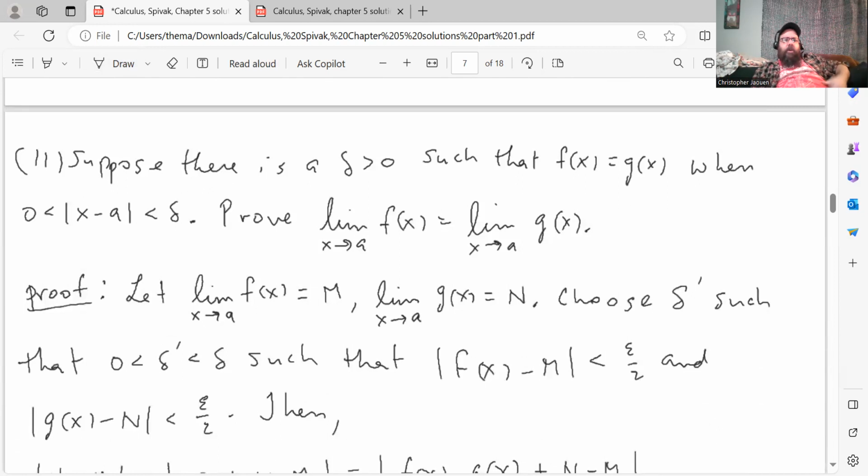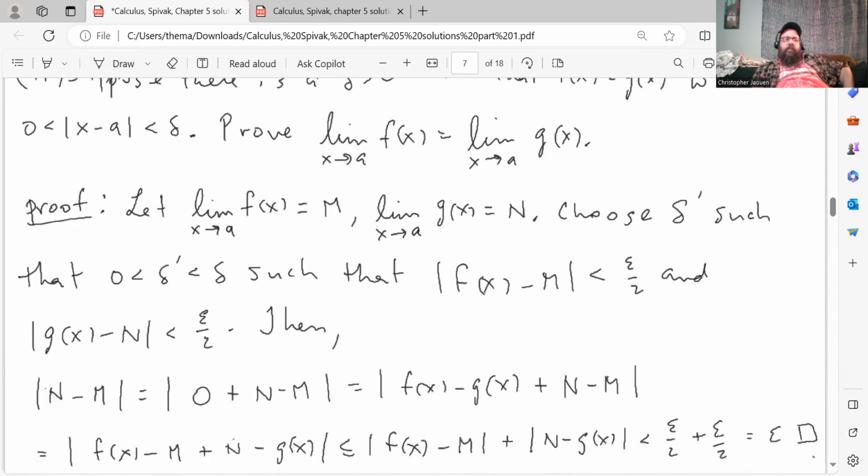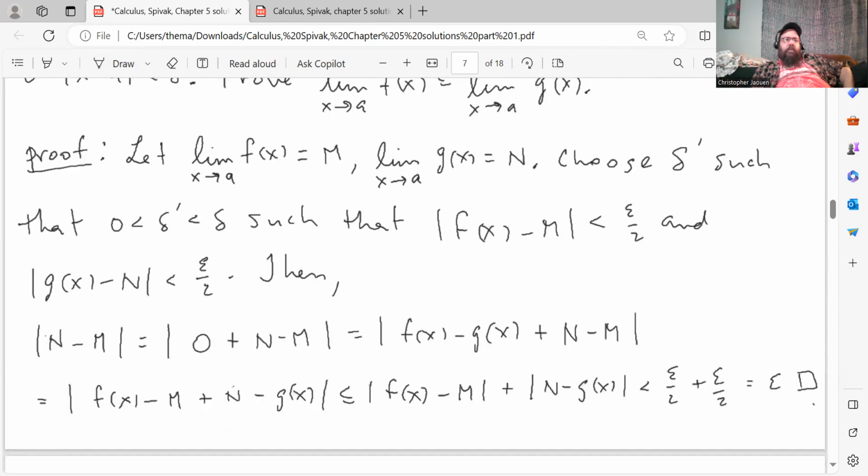All right, so that's question number 6. Going on to question 11. Let's read it out first. Suppose there's a delta greater than 0 such that f of x equals g of x when 0 is less than the absolute value of x minus a, less than delta. They want us to prove that the limit as x approaches a of f of x equals the limit as x approaches a of g of x. All right, so here's my proof.